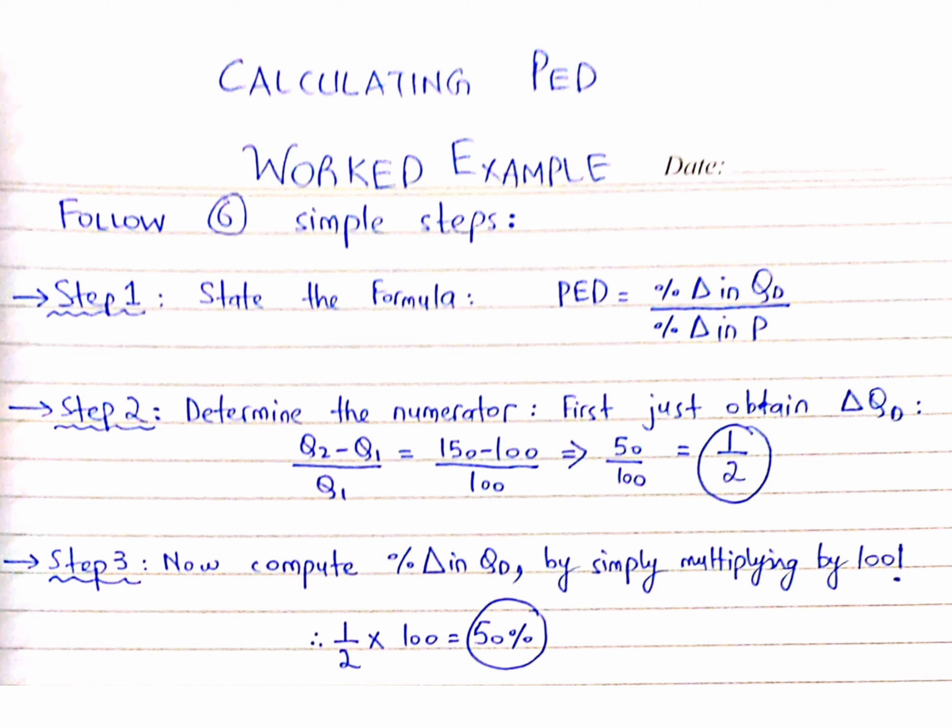And then in the next step, which is step 3, in order to get the percentage change in quantity demanded, you simply multiply the change in quantity demanded by 100, which is going to give you 50%. And of course, if you're good at math, then you should have been able to see that when the quantity demanded increases from 100 to 150, this is simply representing a 50% increase in quantity demanded. But it's okay if you had to calculate that.